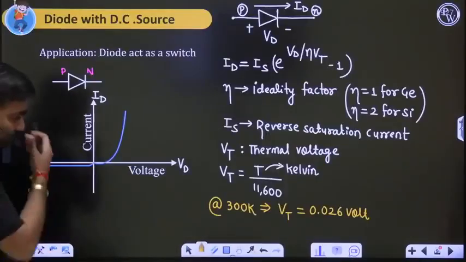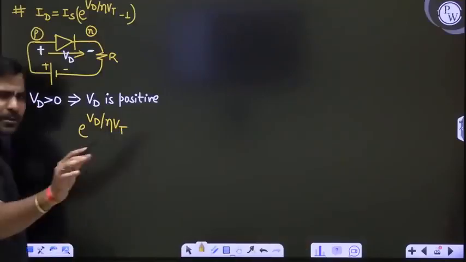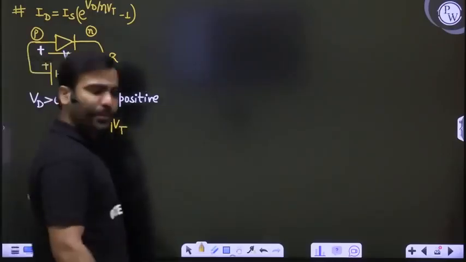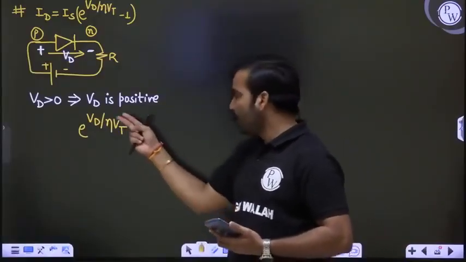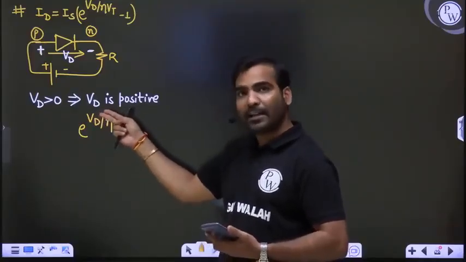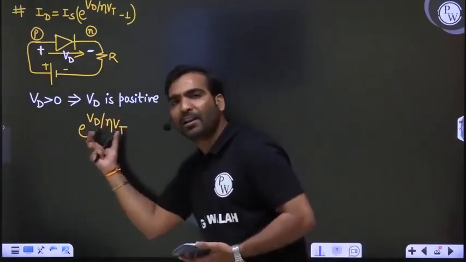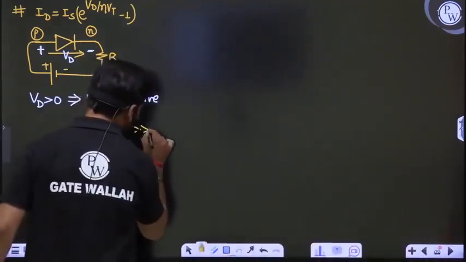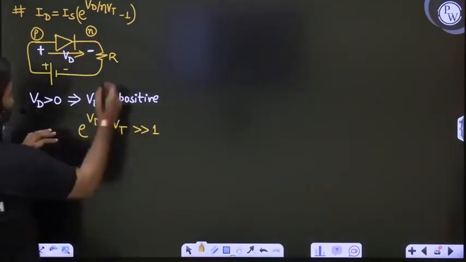Okay, so e to the power of Vd upon eta Vt. Vt is 0.026, a very small number. Eta is some number, 1 or 2. And Vd is some positive value. On the calculator, write e to the power of some positive number, like 0.5, 0.6, 0.7, 0.8 or 1 volt, divided by 0.026. You will find that this number is very large compared to 1 if Vd is positive. In that case, we can neglect the 1.